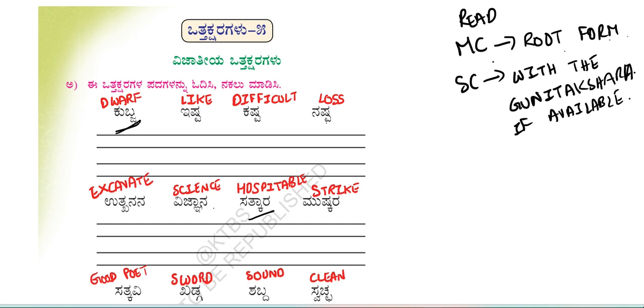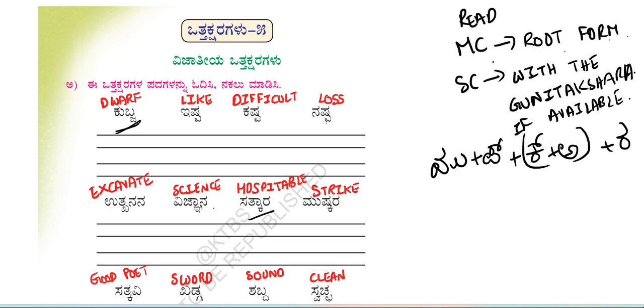Let's take one example here: Mushkara. When you read it, Sha is the main consonant, but I will read it in its root form. Then Ka I will read with the Gunitakshara if it is available. Otherwise, read it with the swara A. And the word will now be Mushkara. So this is Mushkara.